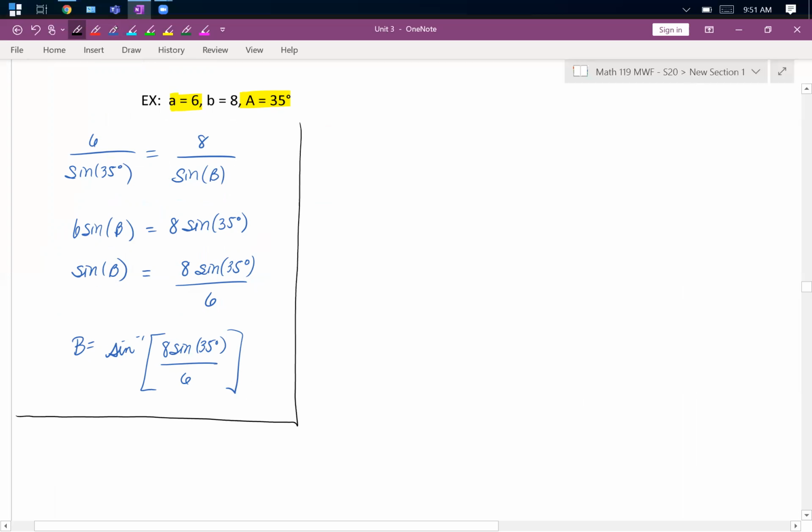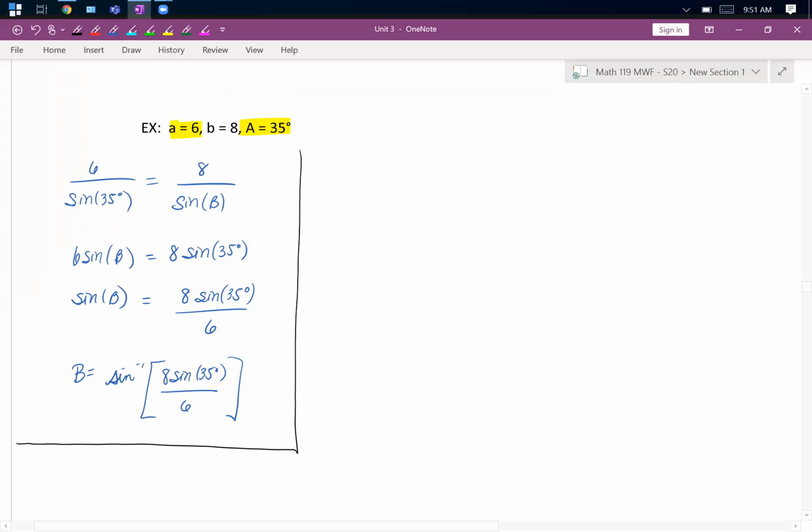So did we get an answer for B this time? What did you get for B? 49.89. So as I said, I always like to assume that there are two triangles, and if there aren't, it'll clearly present itself. So our first option for B is whatever our calculator spits out.